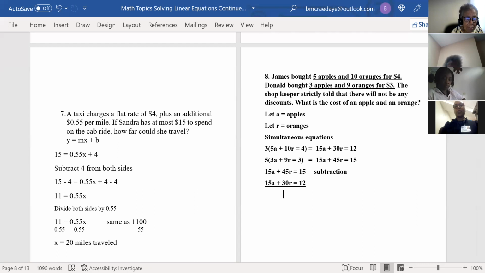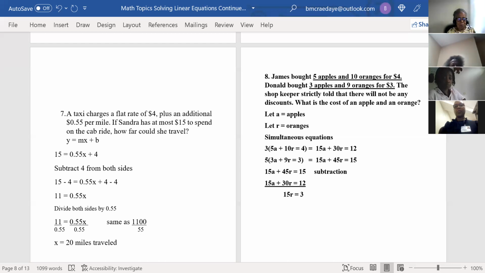No, you're subtracting. You're subtracting 30 from what? 45. 15R. 45 minus 30 is 15R. What's 15 minus 12? 3.